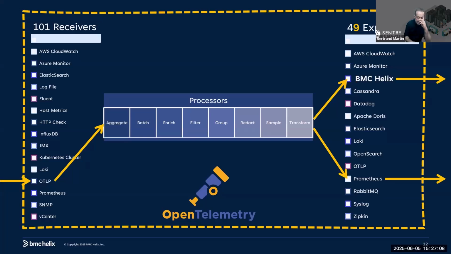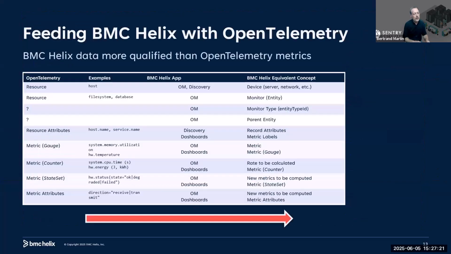We wanted to start with metrics because BMC Helix already has a mechanism for handling traces. So we wanted to push metrics. And so there was a question of how to adapt OpenTelemetry concepts to BMC Helix. This very interesting table maps the concepts of OpenTelemetry to BMC Helix, but it's research that we had to do internally on how to properly map OpenTelemetry to BMC Helix.